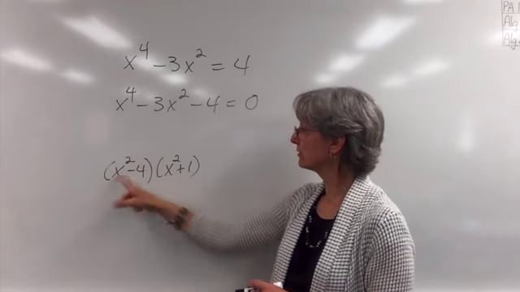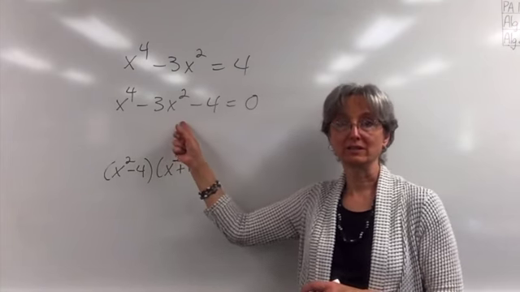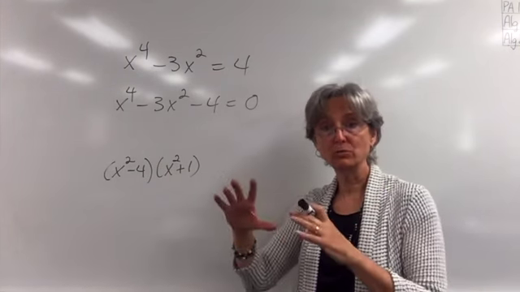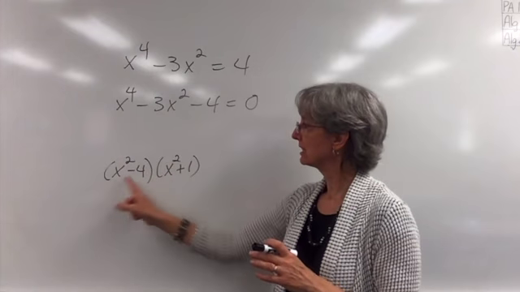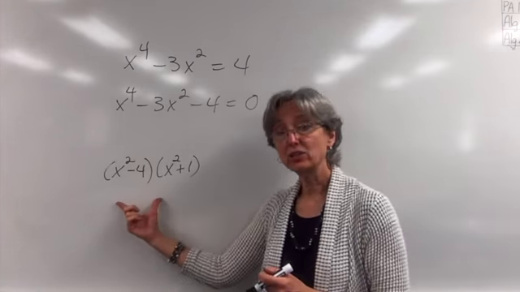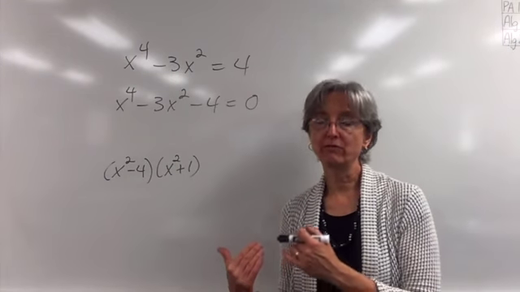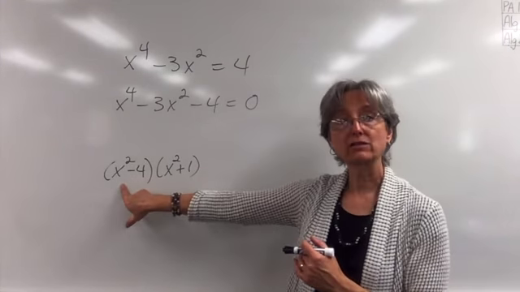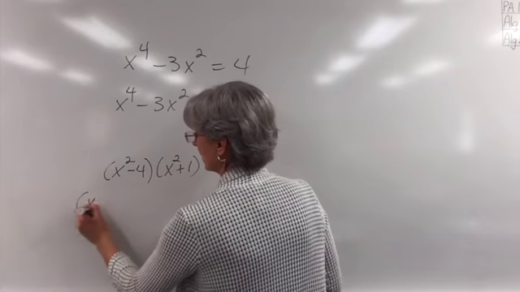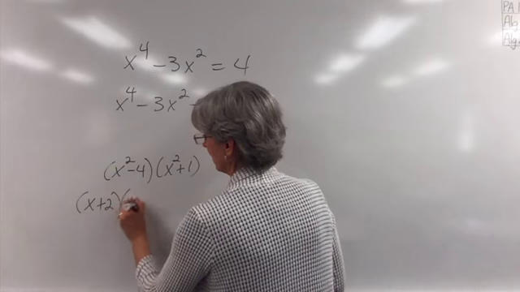And if you FOILed this, you would end up with this right here. So look for those kind of quadratic patterns that we learned before, and then just make these x squareds instead of single x's. Because they're x squareds, we can factor them further. This factors to be x plus 2, x minus 2. So this goes x plus 2, x minus 2.